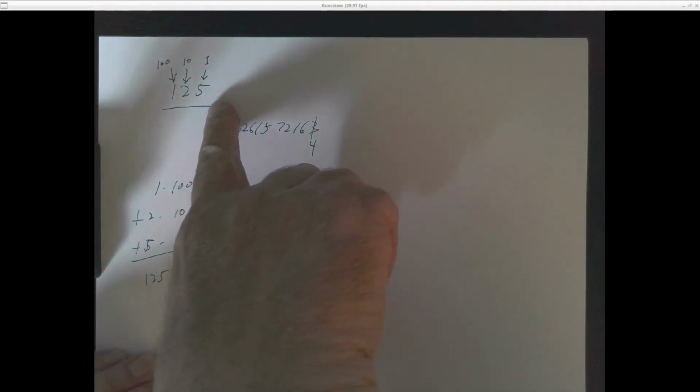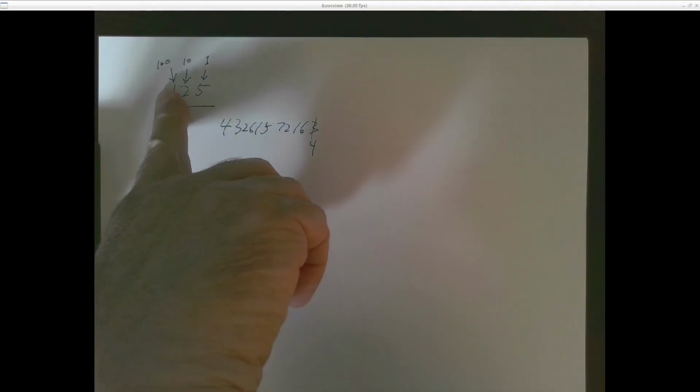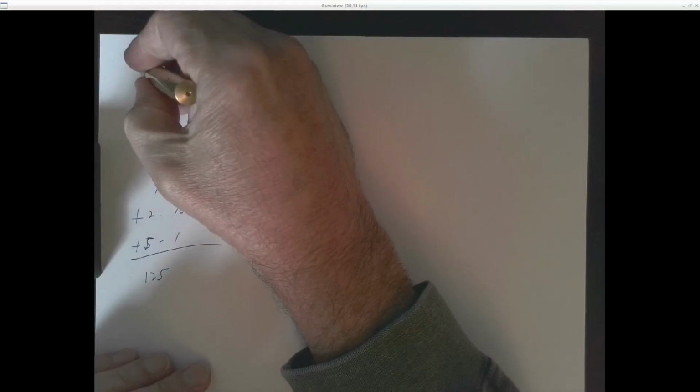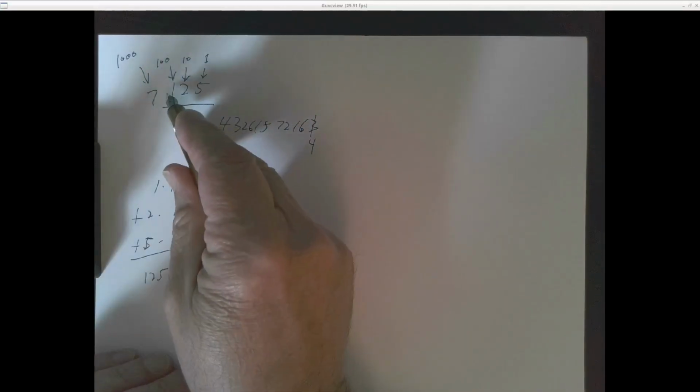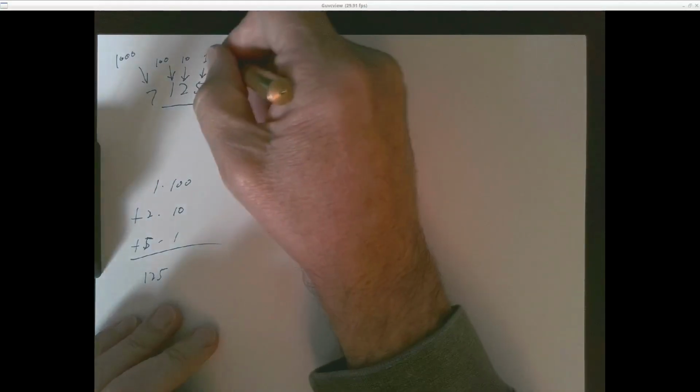It's something we had to learn at some point, but it's so ingrained in us that it almost seems obvious that this is the number 125. But if we really think about it, there's an algorithm that we're using, right? Each digit represents a multiplier for a different power of 10. So if we had a fourth digit over here, this would be multiplied by 1,000. So if we put a 7 here, it's 7,125, and so on.